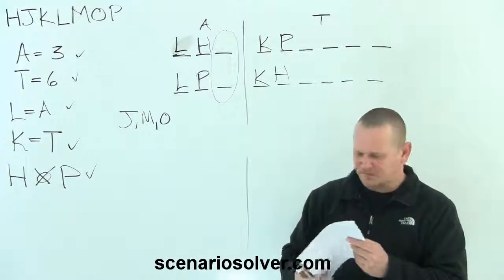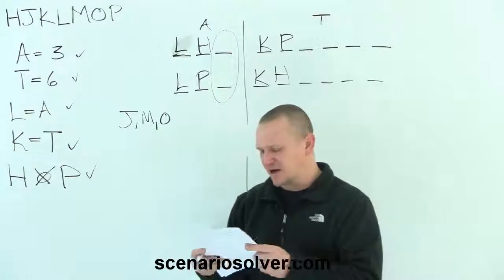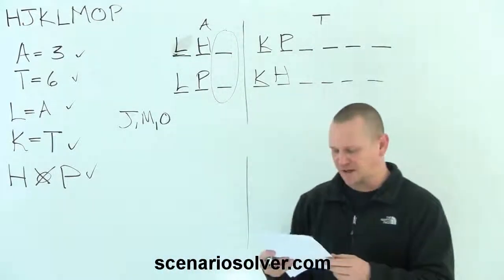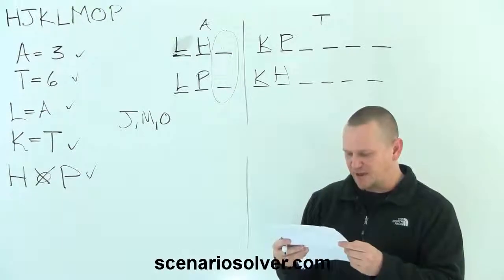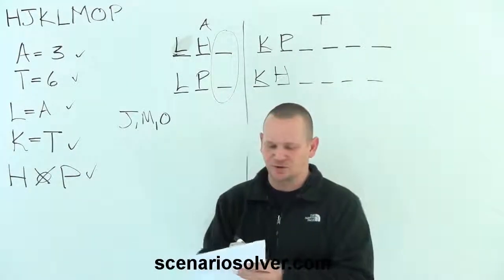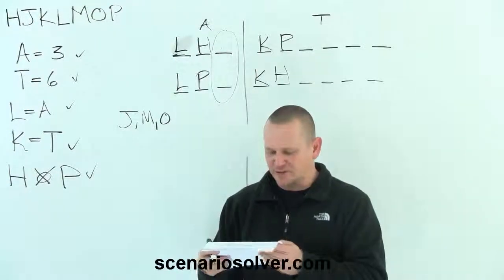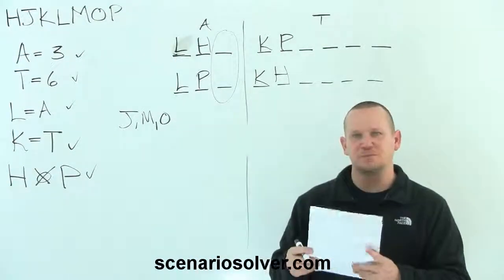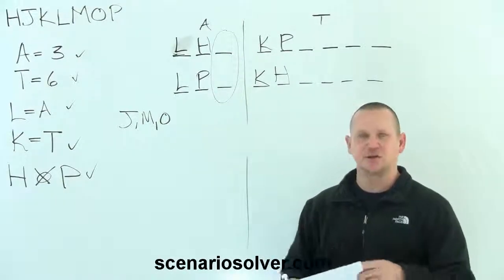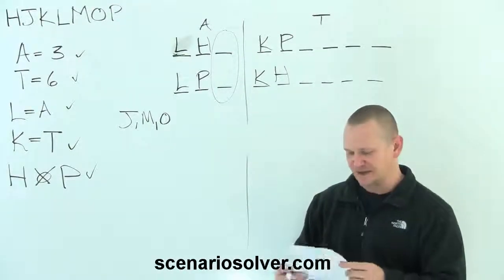Okay? And then if you look at the third rule, we have that H and P cannot occur together. And if you look at B, we have H and P occurring in the appellate court, so B's out. And then also, if you look at D, we have H and P occurring in the trial court, so D falls out. As such, the correct answer to the question is E.